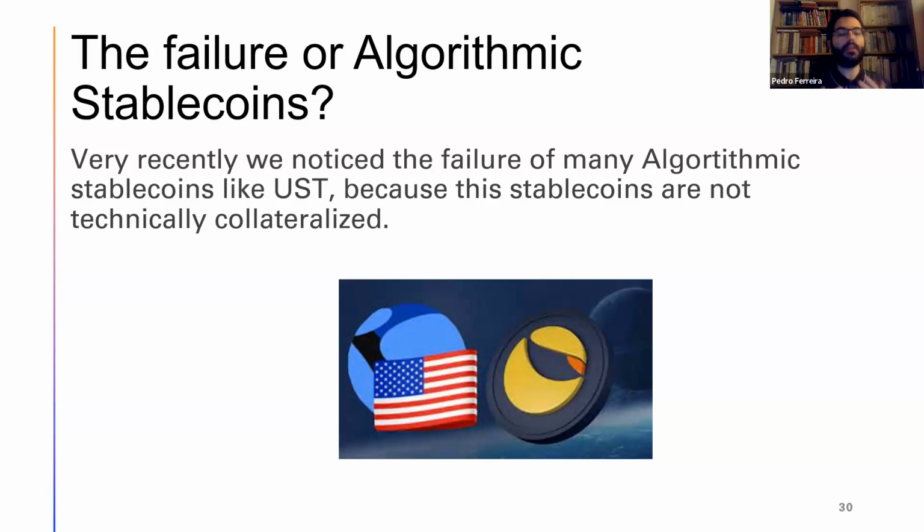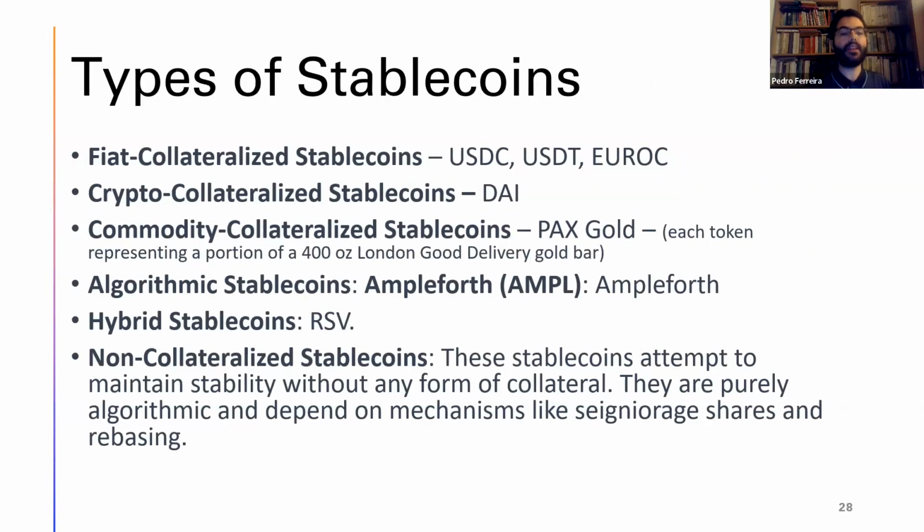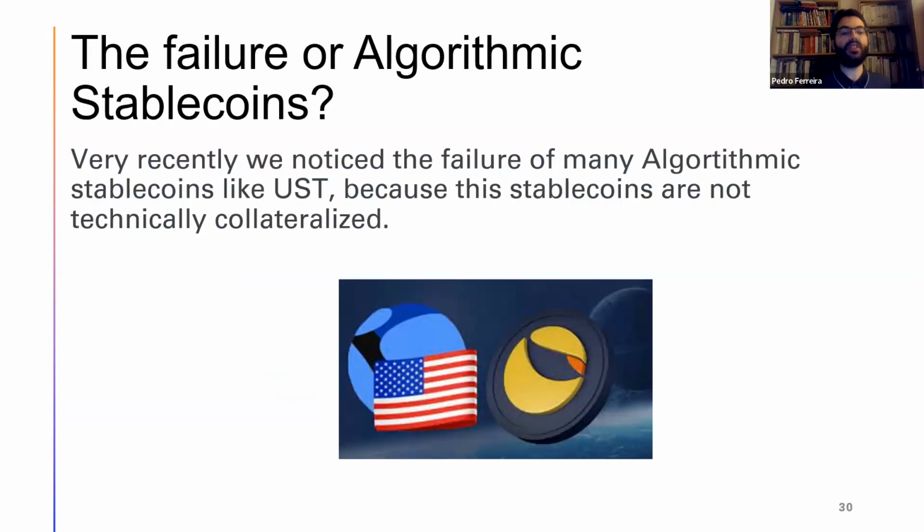And why do the algorithmic stablecoins fail? The algorithmic stablecoins, as we saw here in the types of stablecoin, are not technically backed by a full reserve, which means in the USDC, you had, for example, for each USDC, a dollar deposited in Circle, the company that issues the stablecoin. In the case of, for example, UST, which is the most famous one that failed, there was not an asset that was backing that stablecoin.